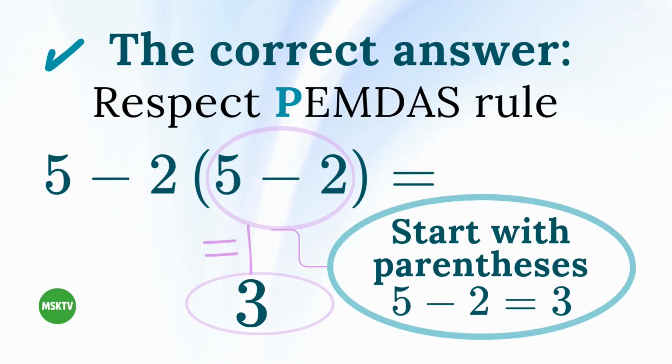In math, we must follow the correct order of operations, so always respect PEMDAS. That means we always start by calculating what is inside the parentheses. So, 5 minus 2 equals 3.